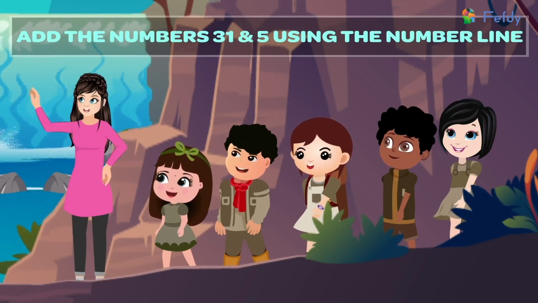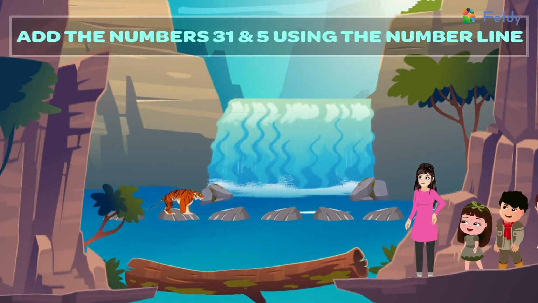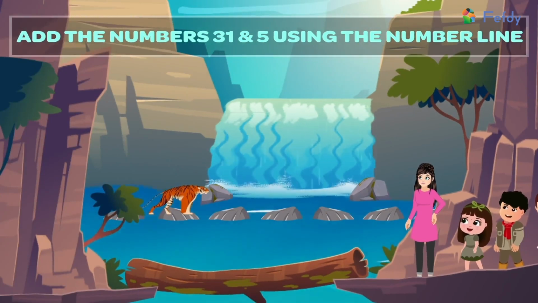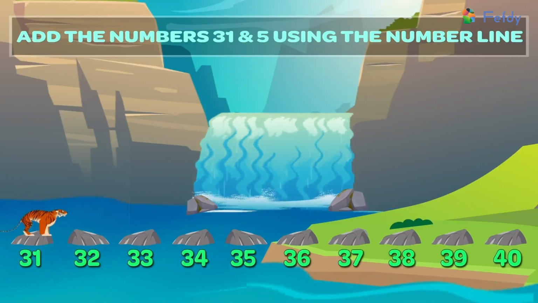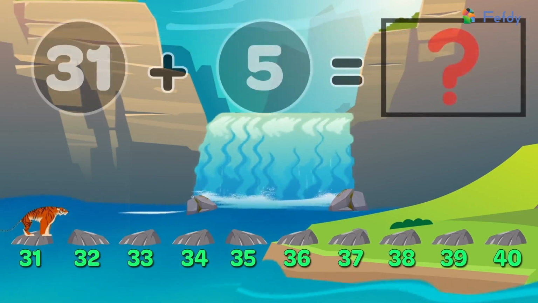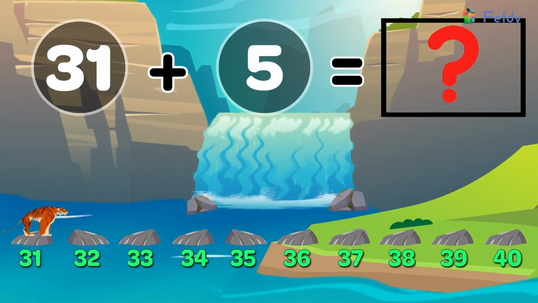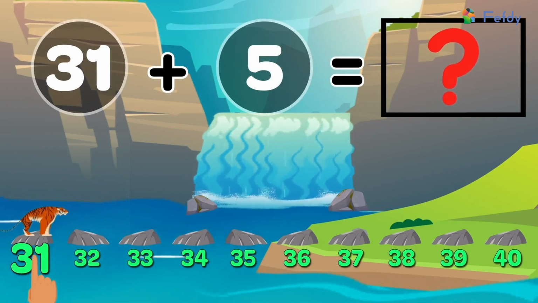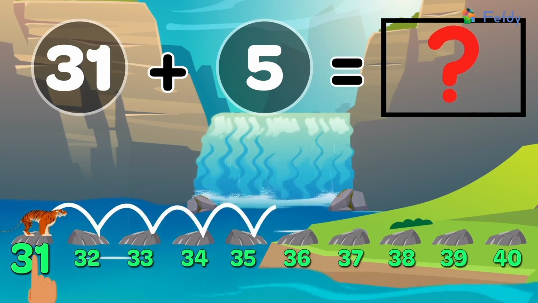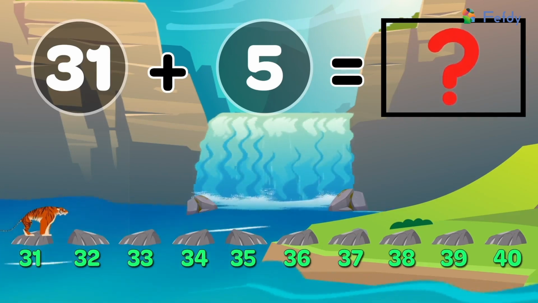Oh, look at that tiger. It's trying to cross the river by stepping on those stones. Let's name those stones as the numbers on the number line. To add 31 and 5, we'll start from 31. So the tiger is standing on 31 and it has to jump 5 times to cross the river. So count along with me on the number line.